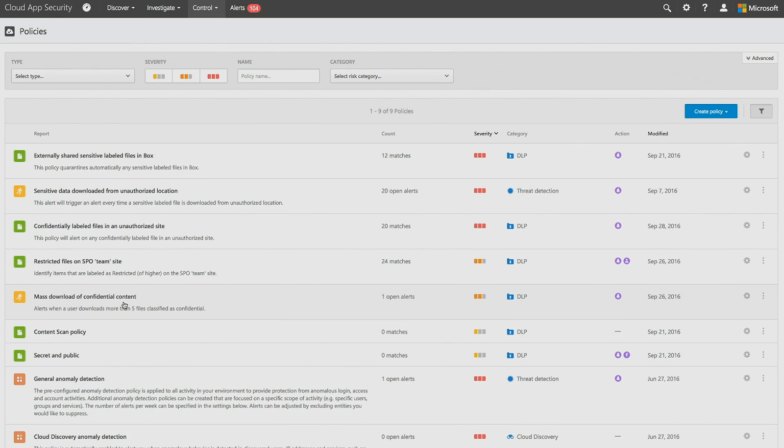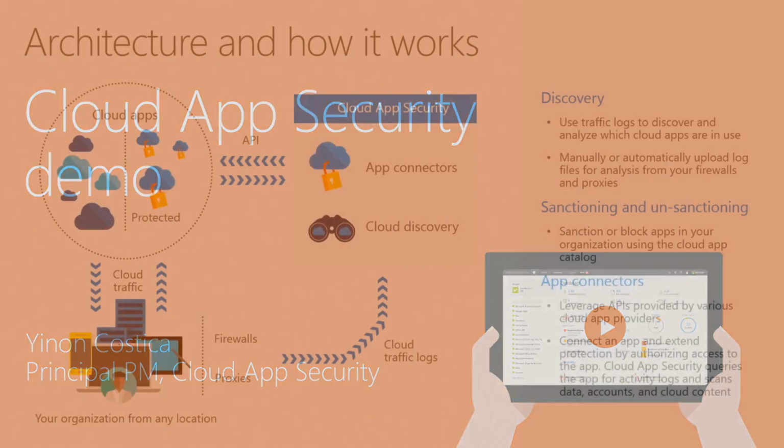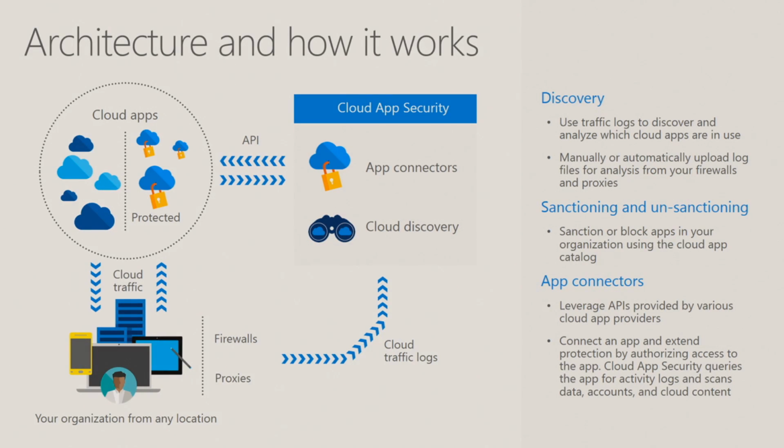Okay, let's go back to the deck. And I want to show you the architecture and then in-session controls, which is the first time it is going to be demoed. So, architecture. As I mentioned, for us, it's very important not to ruin your employees' experience. There are other solutions that use heavy proxying and require heavy deployment, not Cloud App Security. Cloud App Security leverages out-of-band controls, one using cloud traffic logs, and the other using API connectors.